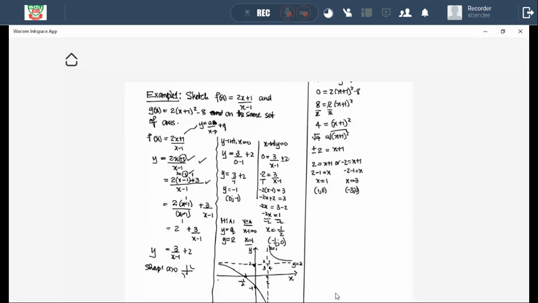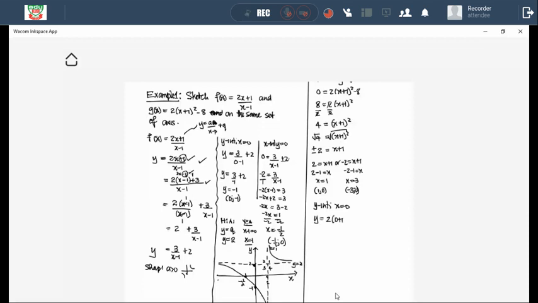Okay, right. From there, I'm now coming up with the y intercept. Y intercept, what do you know? x is equal to 0. Okay, so you also come and say y is equal to 2.